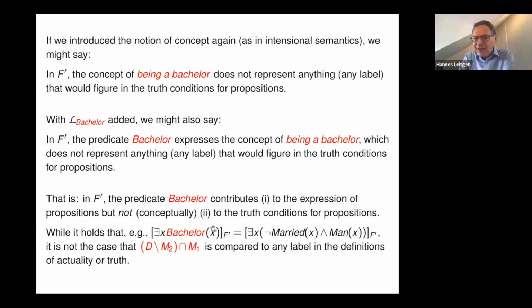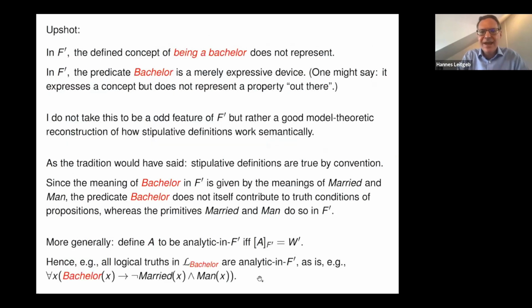It is true that you get certain equations, right? The proposition expressed by that is identical to the proposition expressed by that. But that's all in the purely mathematical part, okay? And no part of that equation figures in the comparison with the label structure, okay? So that's why the predicate bachelor is a merely expressive device, okay? The concept of being a bachelor does not represent, and the predicate bachelor is a merely expressive device. It expresses a concept, but it doesn't represent a property out there in the world, okay?